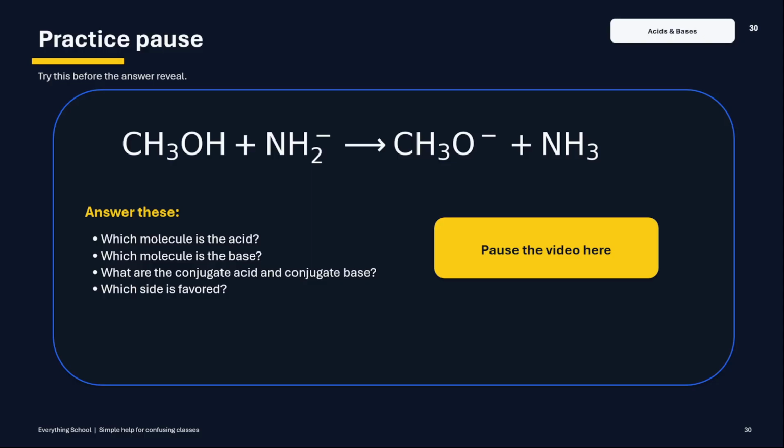Slide 30. Practice pause. Try this before the answer reveal. The slide asks 4 questions. Which molecule is the acid? Which molecule is the base? What are the conjugate acid and conjugate base? Which side is favored? Pause the video here.